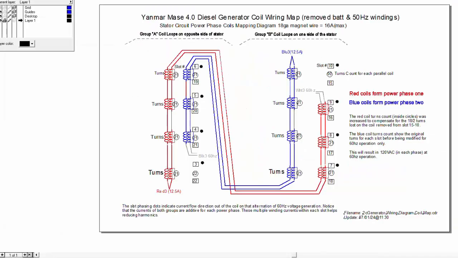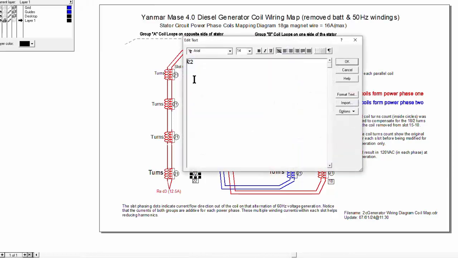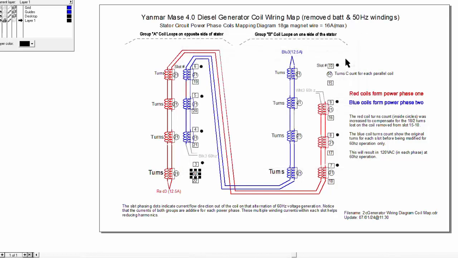And so now I'm going to return to this particular drawing, this generator wiring diagram coil map drawing. I have repaired all these turn counts. 0 there, 21, 21, 21, etc. I forgot to change this one, 0 here. So now this drawing is correct.